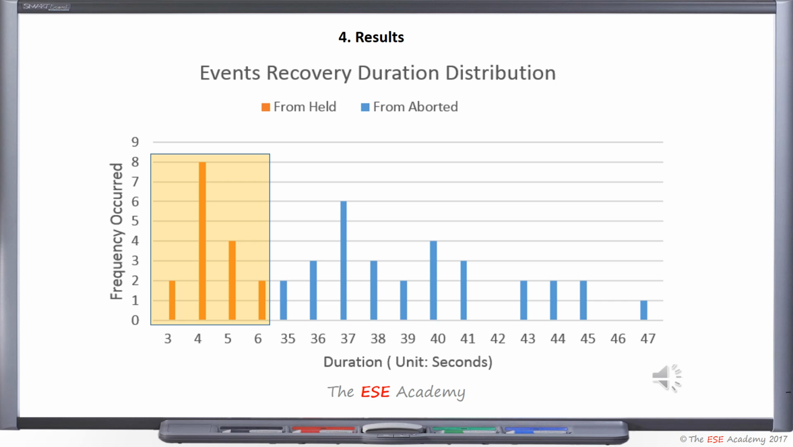The orange histogram indicates that it only takes about 4 seconds for the operator to restore the machine from a held state. Restoring the machine from a held state only took 1/10 of the time of restoring it from an aborted state, which means event classification can save a great deal of time for a process in which a reason often occurs.